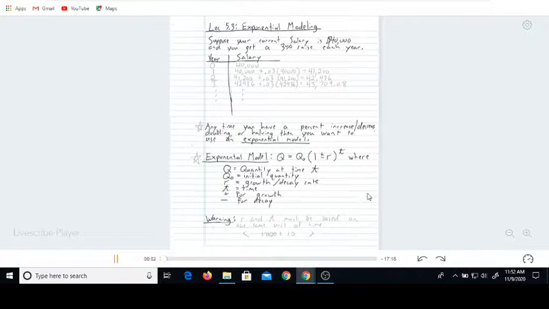Alright, time for the very last lecture of quantitative reasoning. Hard to believe we're already at the conclusion of the course. So the last topic we're going to discuss is exponential modeling.